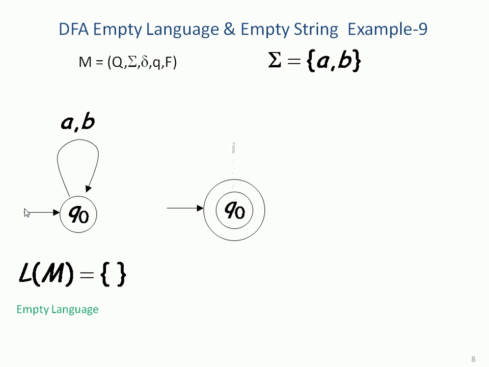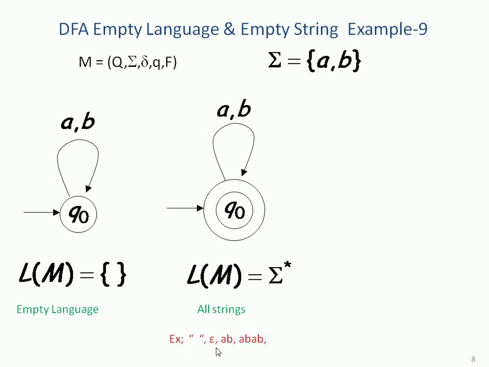On the other side, we have the example where Q0 is indicated with a double circle. It is a final state and initial state as well, and A is an input and B is an input. So it can accept any string or no string. So all strings will be accepted. For example, there is the empty string, the epsilon null string, and maybe AB, AB many times. So all strings will be accepted.